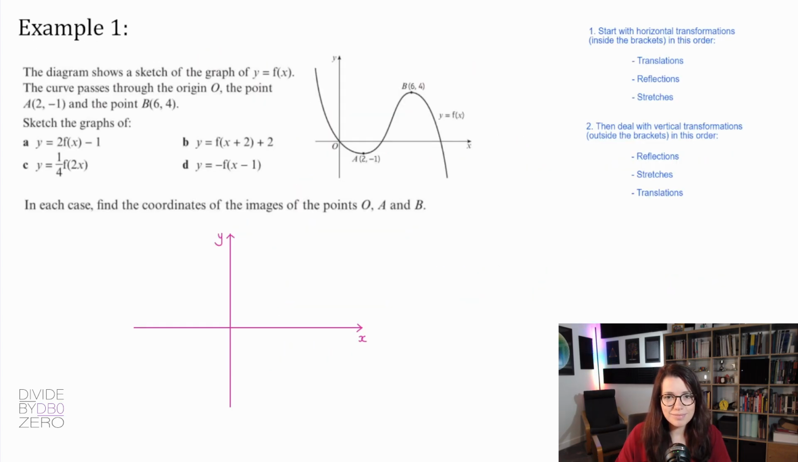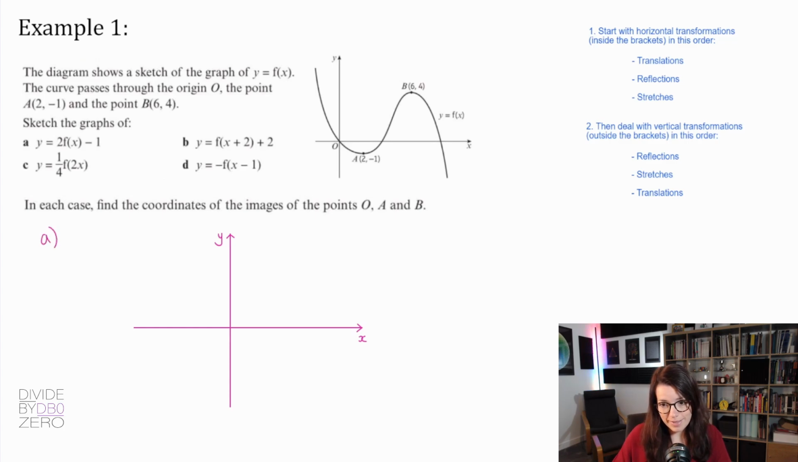Now we've seen the order, let's take a look at some examples. Example 1, we've got a diagram showing a sketch of a graph y equals f of x. The curve passes through the origin, the point A, (2, -1), and the point B, (6, 4). And then we've got 4 parts to the question, all with different transformations here.